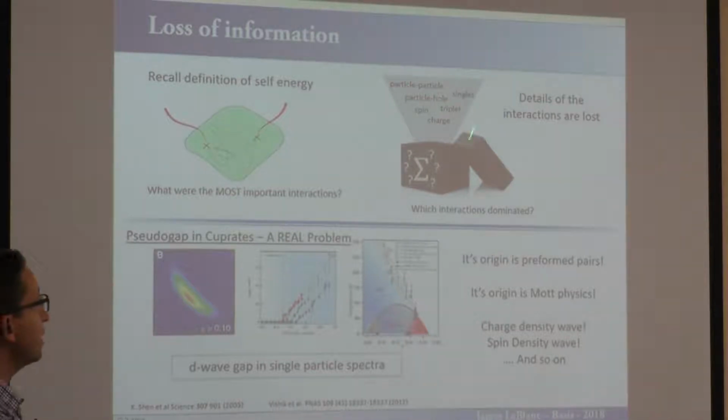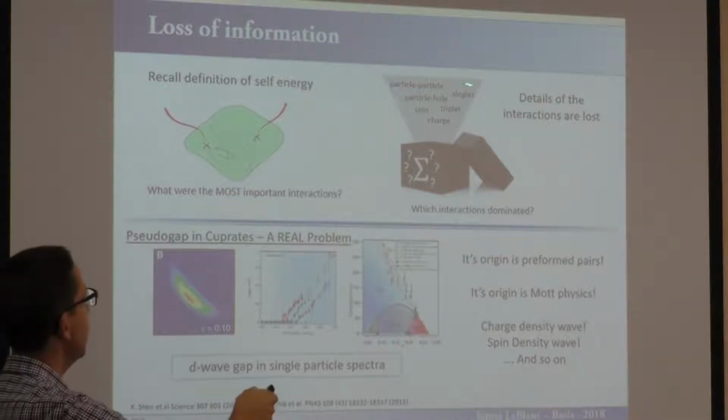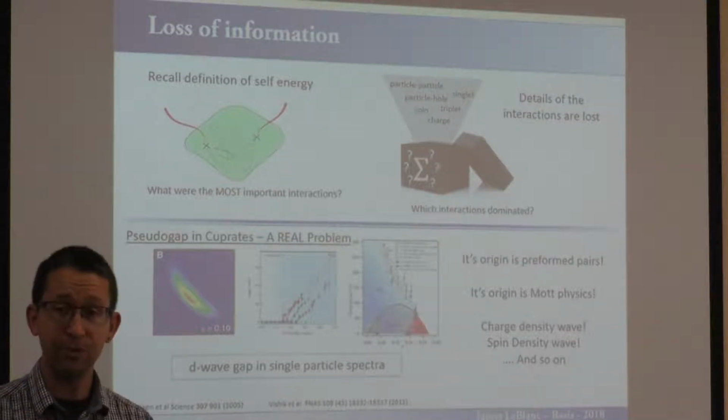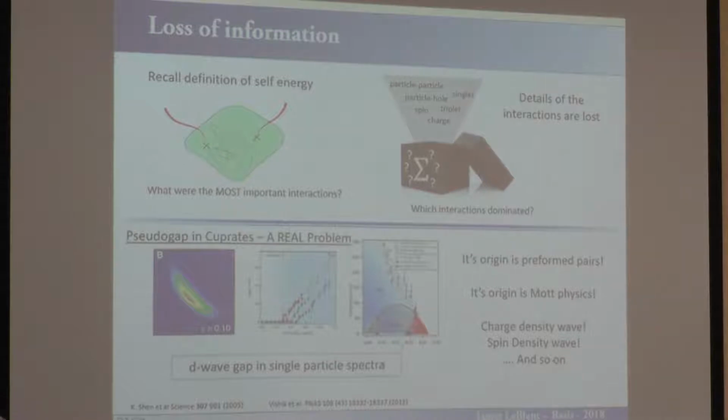We can have particle-particle type interactions that might be associated with even superconducting states. We can have particle-hole interactions that contribute to screening processes. We can have singlet formations. We can have triplet formations. We can have spin and charge excitations. Right. So understanding which interactions dominate a problem is really central to understanding the physics.